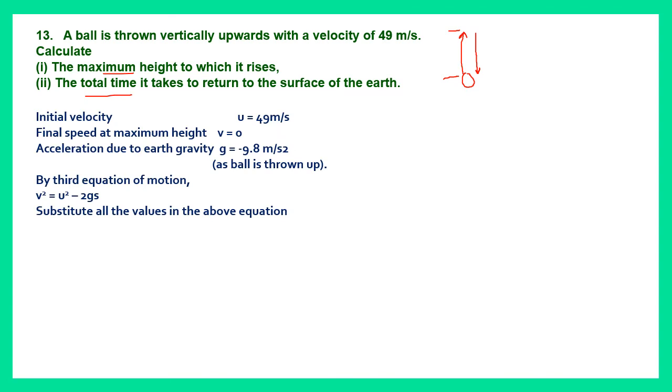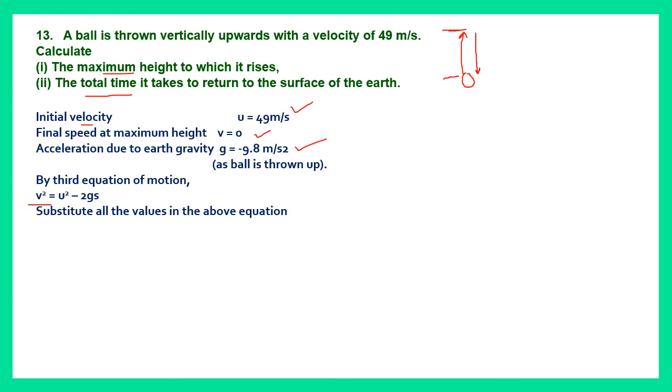So at first let me collect the data given in the question. What is given over here? Initial velocity of the ball is given, that is 49 meter per second. And see, final velocity will be 0. Why? Because after reaching a height, the velocity will become 0. Then only it will start coming down. And acceleration due to gravity g is equal to minus 9.8 meter per second square. Do you know why it is minus? Because the ball is thrown in upward direction. That is why the value of g is taken as negative. Now here we will use the third equation of motion. And this is the third equation of motion.